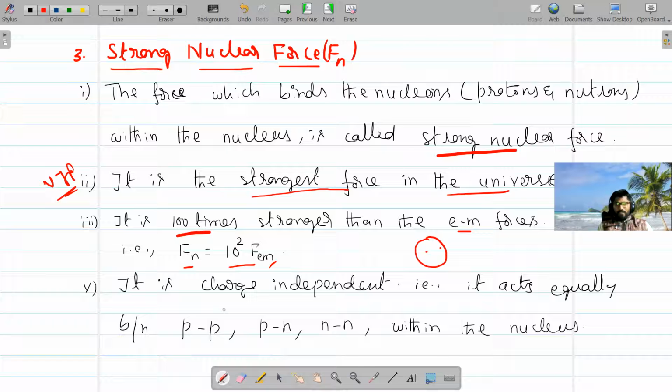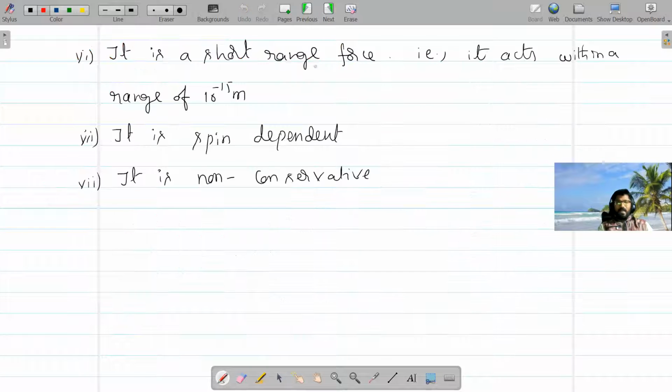And this strong nuclear force is charge independent. That means it acts equally between protons and protons, protons and neutrons, and neutrons and neutrons, within the nucleus. Is it clear? And here you have to remember a few more points about strong nuclear forces. Nuclear force is a short range force. That is, it acts within the range of 10 power minus 15 meters only. Means strong nuclear forces are present within the nucleus only, and outside the nucleus they are not present. And strong nuclear forces are spin dependent.